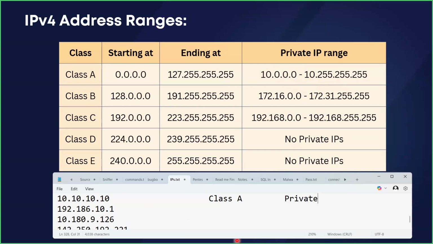For an IP to be a private IP in class B, what should the condition be? First octet should be 172. Second octet should be between 16 and 31. And the remaining two octets can be anything from 0 to 255.